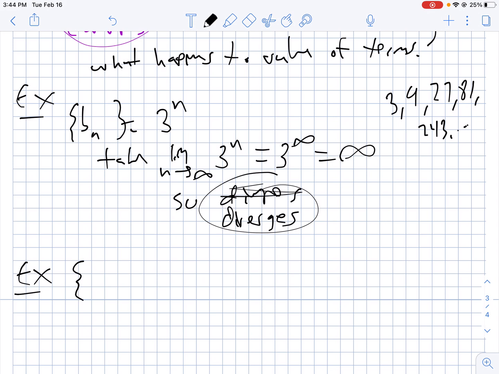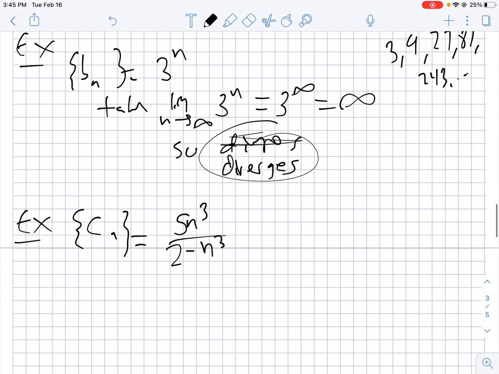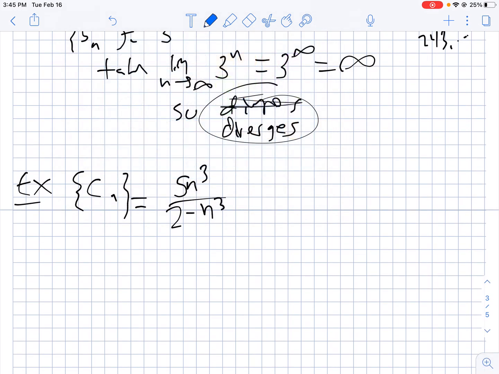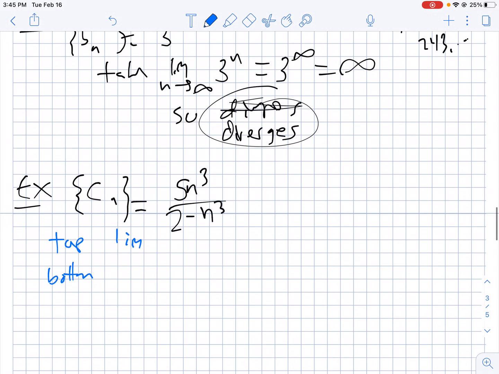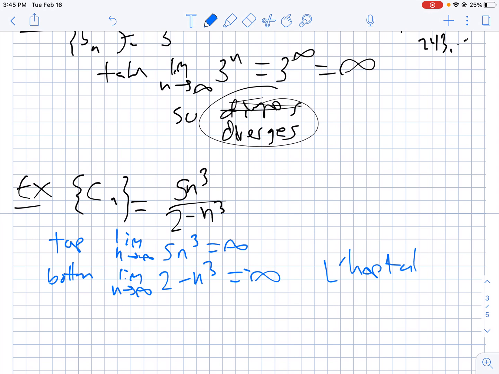Okay, so let's look at two more examples like this. Again, same question: do these sequences converge or diverge? Let's say we have 5n cubed over 2 minus n cubed. What's that, you say? A fraction? Well, let's take a look at the top and the bottom because something magical might happen here. If we take the limit as n goes to infinity of 5n cubed, that's infinity. If we take the bottom, the limit as n goes to infinity of 2 minus n cubed, that's negative infinity. So because you got an infinity on top and bottom, we want to use L'Hopital's rule.